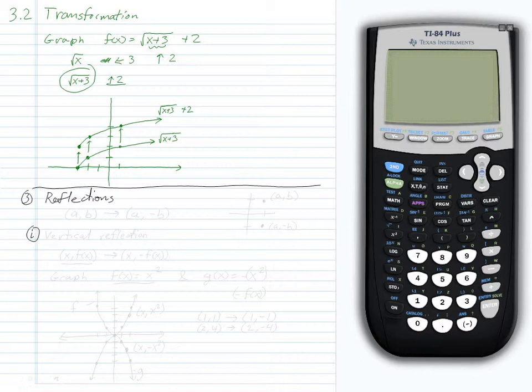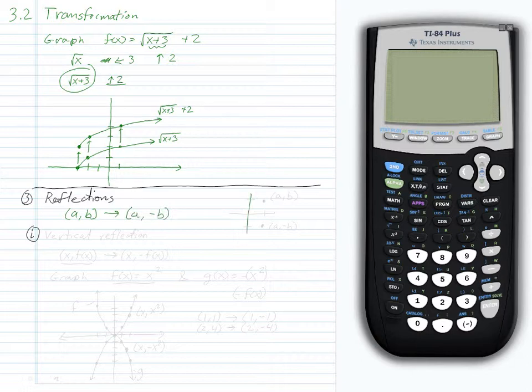Our next type of transformation involves a slightly different concept. Here we are going to see graphs reflected either across the x or the y-axis. Now, to cause a reflection of a point across the x-axis, so if I have a point (a, b), its mirror image across the axis will be located at (a, negative b).